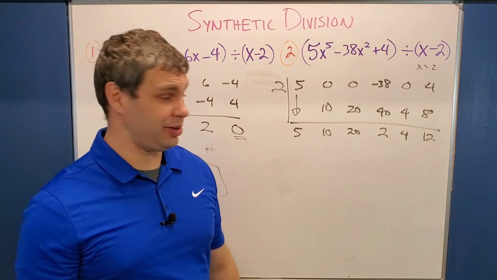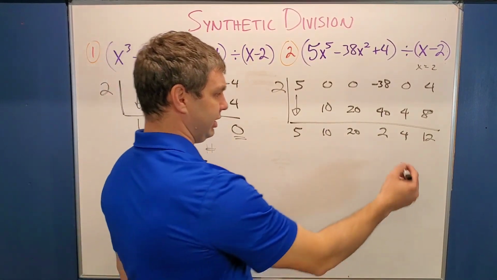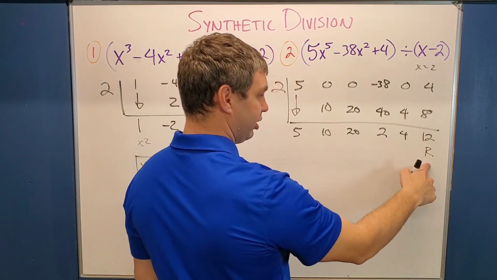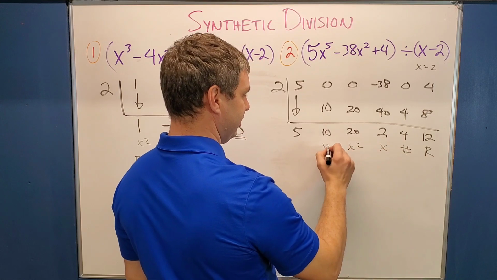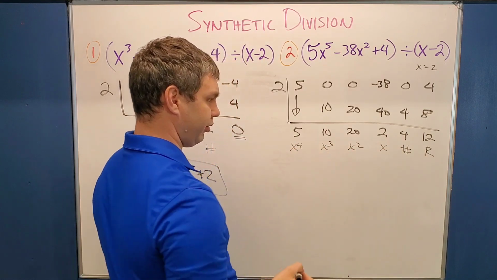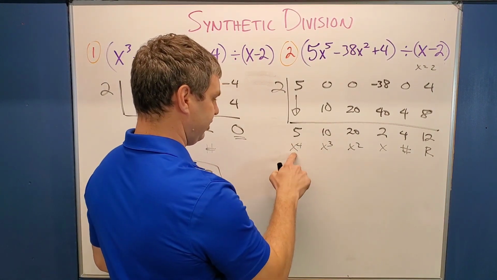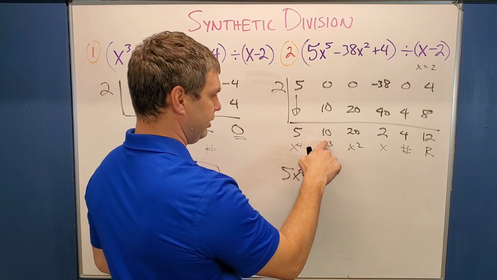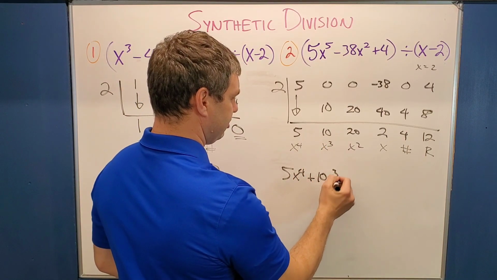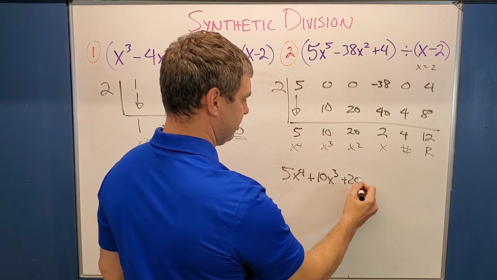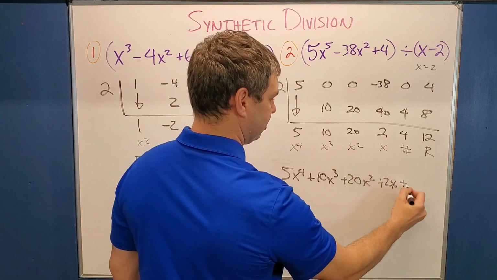So this one does have a remainder because my last number is not a 0. All right, so again, if I were to think about this, this is my remainder. Maybe put an R there. And then my number, my x squared, x to the third, and x to the fourth. So the way you're going to write your answer on this one is going to be 5x to the fourth, plus 10x to the third, plus 20x squared, plus 2x plus 4, right?